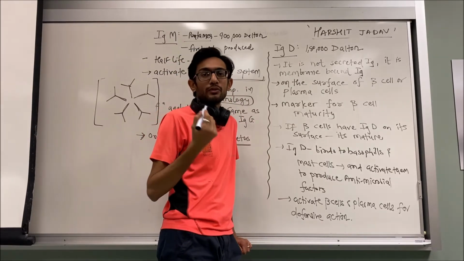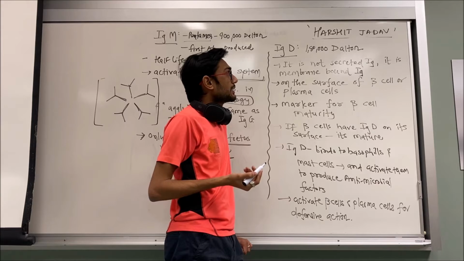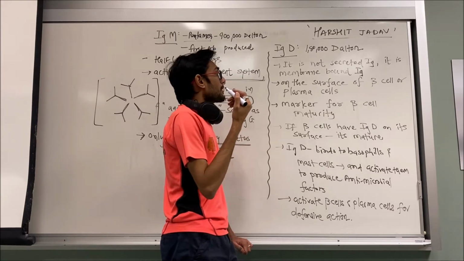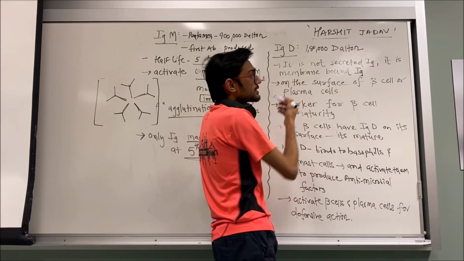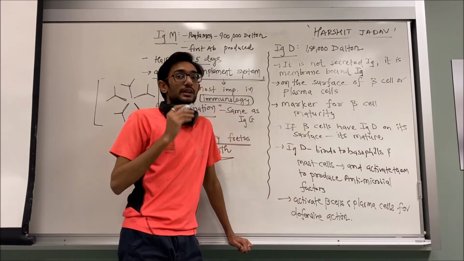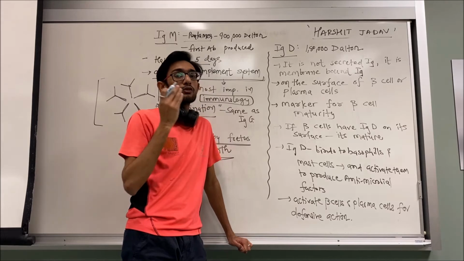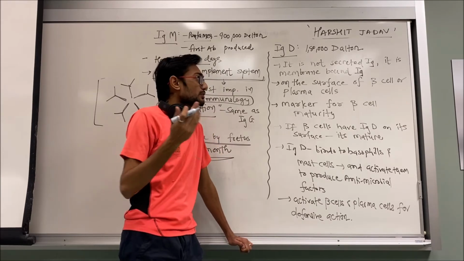Okay, now let's talk about IgD. The molecular weight of IgD is 180,000 Daltons. One of the important things to remember is that it is not secreted by B cells. It is present on the membrane of B cells or plasma cells.